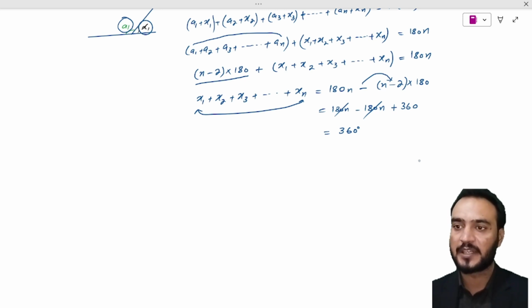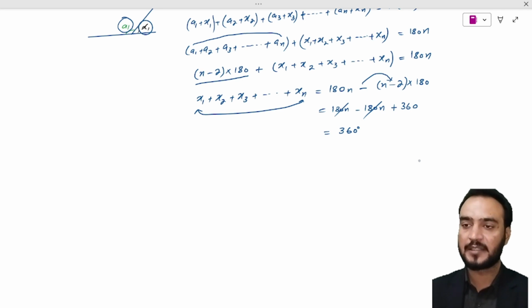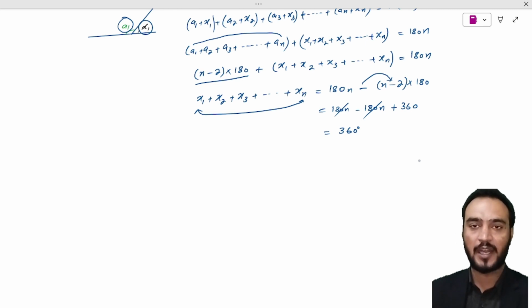This was question number 18. I hope you understand that question, and with question number 18 this lecture ends, as well as the topic of triangles, quadrilaterals and polygons.